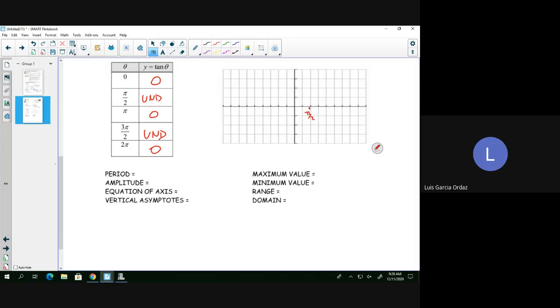Remember, a hole is when you can cross out the numerator and a denominator. So at pi over 2 and at 3 pi over 2, we are going to have our vertical asymptotes.